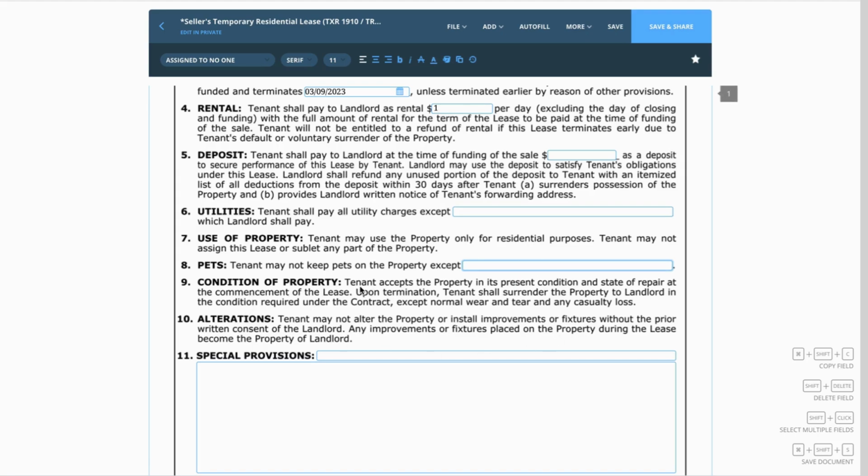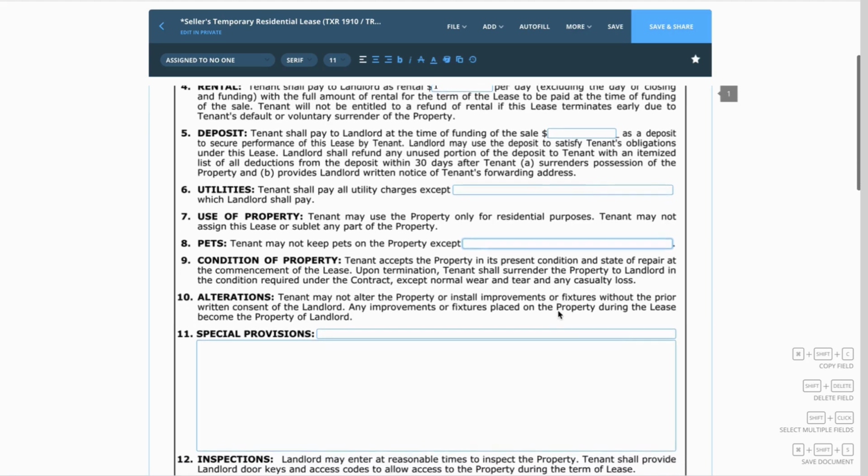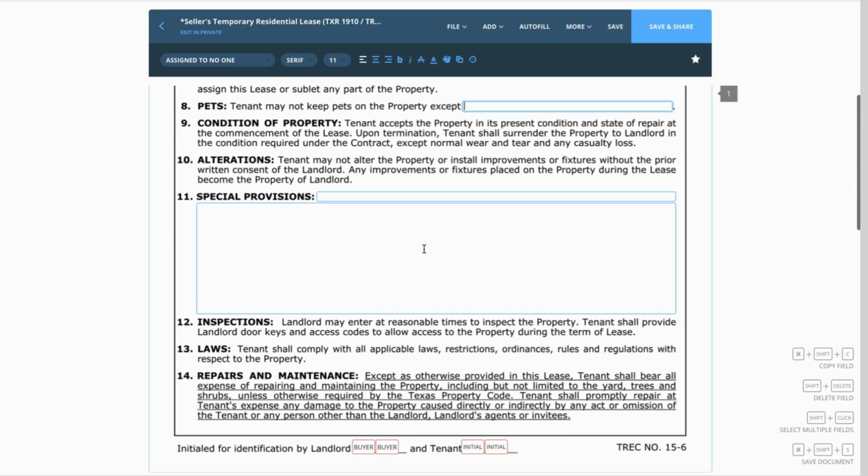Condition of the property. Tenant accepts the property in its present condition and state of repairs at the commencement of the lease. So when you sign the contract and transfer it over or close, this is where you accept it. That's why it's still important for you to do a final walkthrough before you sign, even if it's a temporary lease in place. Upon termination, tenant shall surrender the property to the landlord in the condition required under the contract, except normal wear and tear and any casualty loss.